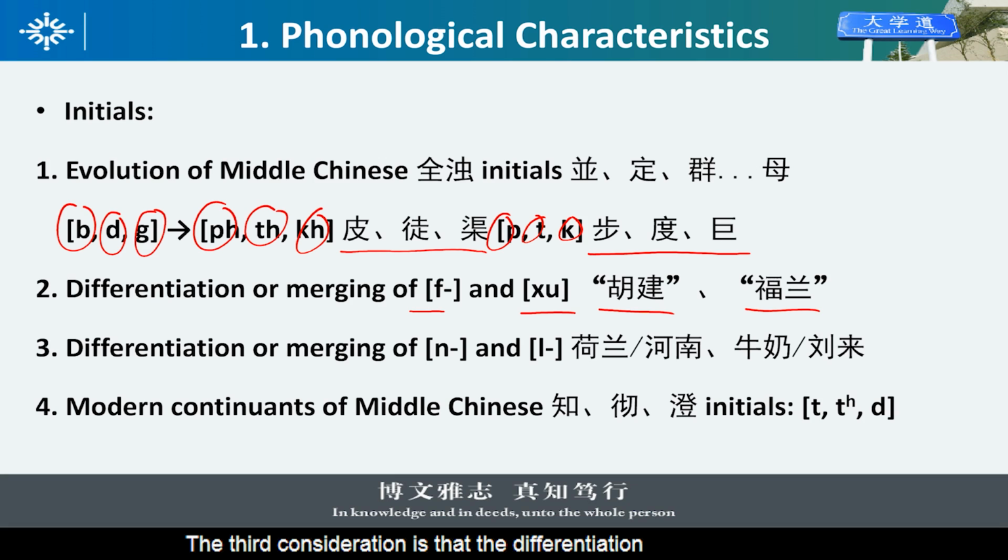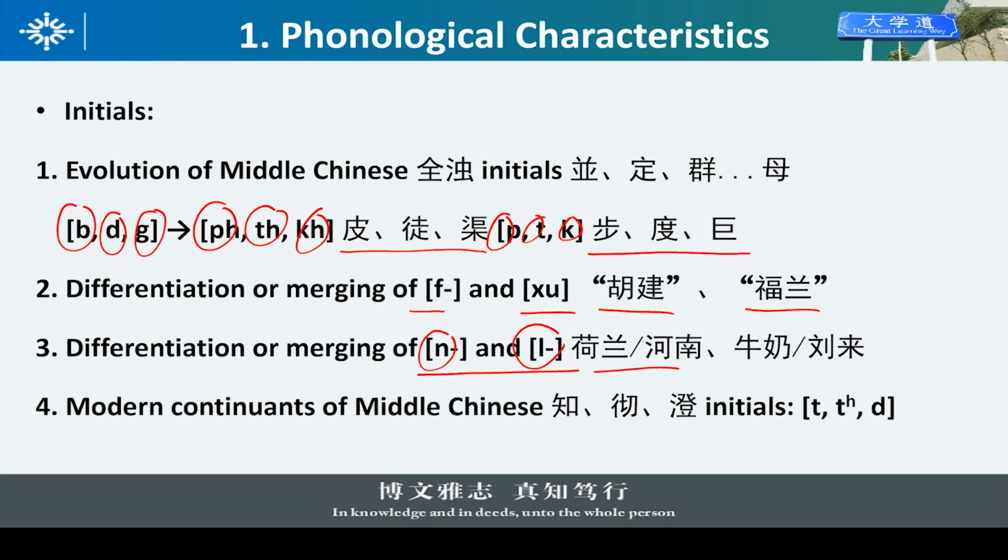The third consideration is the differentiation or merging of 呢 部分 or not. You can compare, in your dialects, the pronunciation of Helan and Henan. If they are similar, that means in your dialects, these two consonants, nasal consonant n and lateral consonant l, merged. Another case is 牛奶. And the modern constituent of Middle Chinese 支彻成, three initials, considering their pronunciation. Originally, in some dialects, they pronounced like 的, 特, 的, 支彻成, even though they pronounce 支吃 in some other, even the majority of the dialects, including Mandarin.